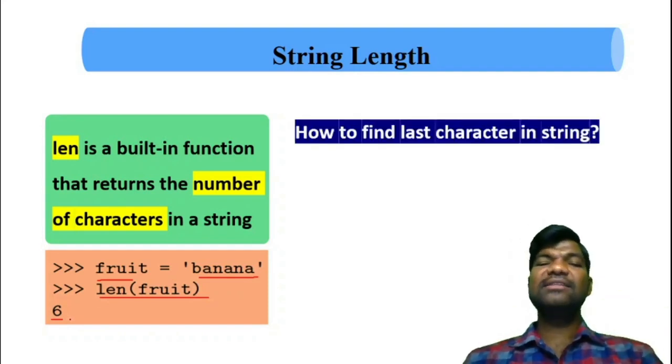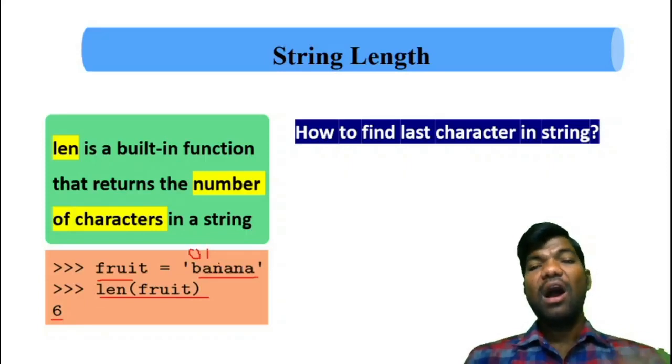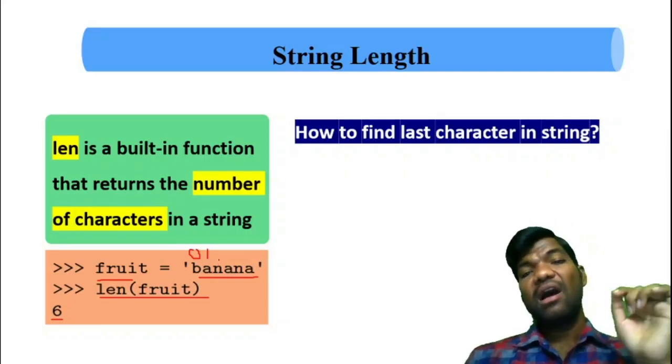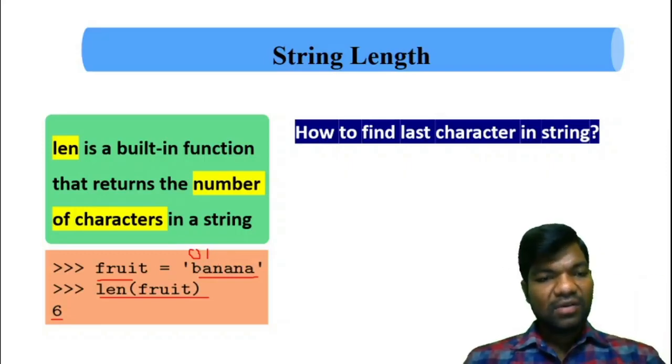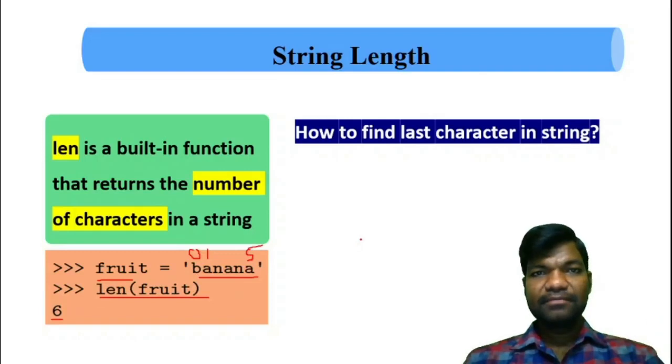How to find the last character in the string? Fruit of 0 means B. Fruit of 1 means A. Like that, how to find the last character in the string? In this example, fruit of 5, indices 0, 1, 2, 3, 4, 5. Fruit of 5 gives the last character, A.